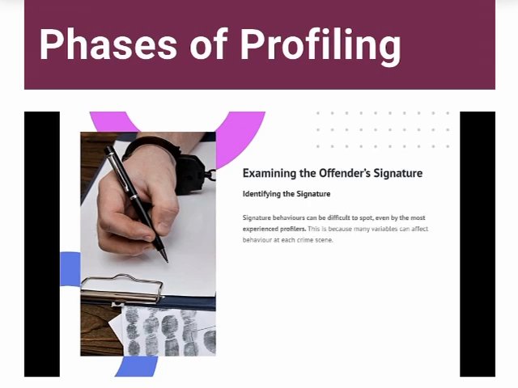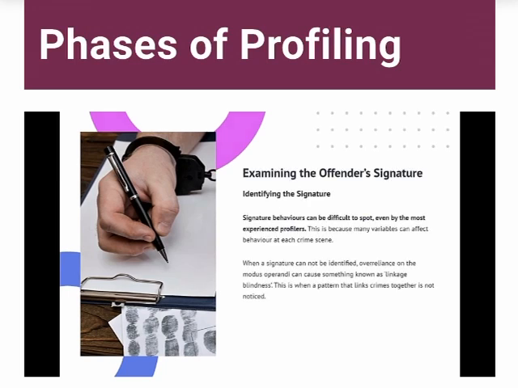Identifying the signature. Signature behaviors can be difficult to spot, even by the most experienced profilers. This is because many variables can affect behavior at each crime scene. When a signature cannot be identified, over-reliance on the modus operandi can cause something known as linkage blindness. This is when a pattern that links crimes together is not noticed.